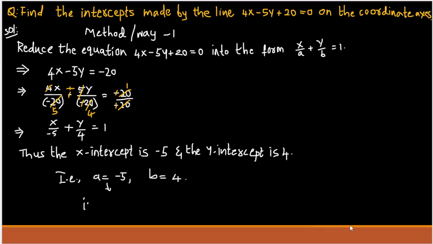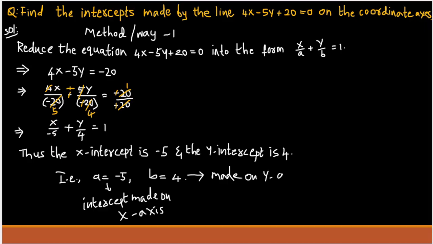Here the denominator of x is said to be its x-intercept and the denominator of y is said to be the y-intercept. So here a is minus 5 and b is 4. So these are said to be the intercepts made on the x-axis and y-axis respectively. These are the required intercepts made by the line 4x minus 5y plus 20 is equal to 0 on the coordinate axis.